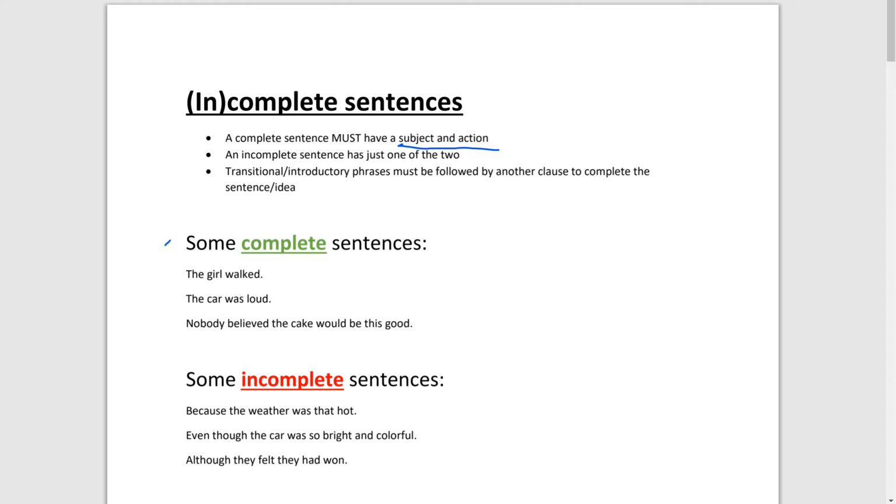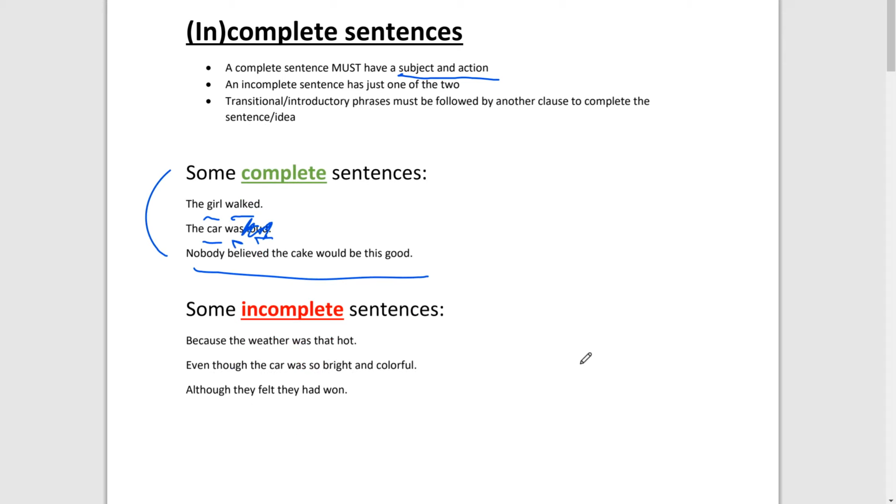So here are some examples of complete sentences. The girl is the subject and walked is the action. Car is the subject and was is the action. It's not actually loud. Loud is just an adjective basically, but was is a verb. It's to be, but past tense. And then this is another, more complex, longer complete sentence.